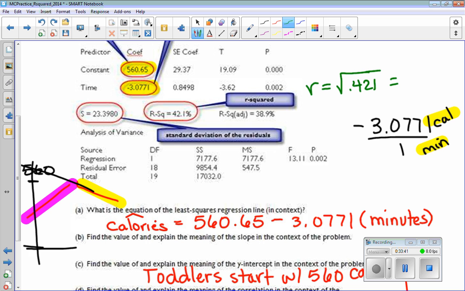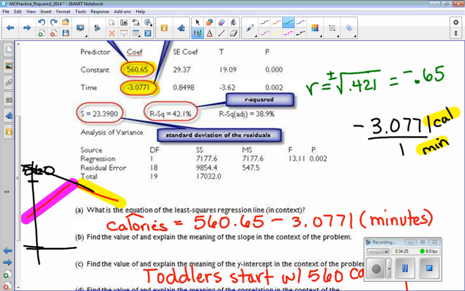Okay? So it's negative? Oh, that is a good point. I didn't even think about that. Yeah, thank you. So he's exactly right. So let me do this real quick. 0.421. So it is negative 0.65. Because when you square a negative, it becomes a positive. You have to take that into consideration. How did I know that the correlation was negative? Slope's negative. So those should match. Very good point.